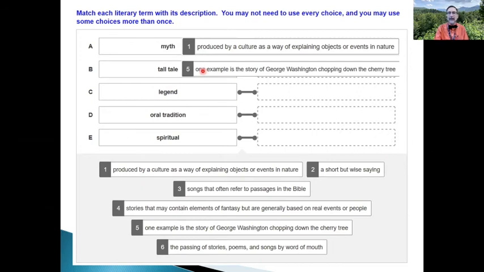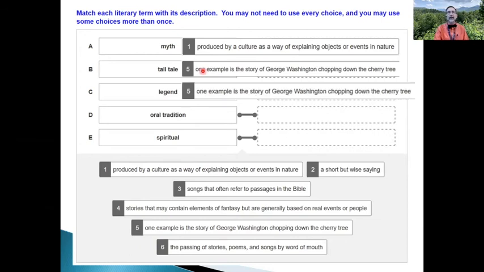How about a legend then? What are legends? They're sort of like myths, but what makes them different? Oh, that's a mistake. Look at that. Okay, sorry about that. What we've actually got here for the legend is stories that may contain elements of fantasy, but are generally based on real people or events. If I could change that right now, I would, but I can't change it at this point.